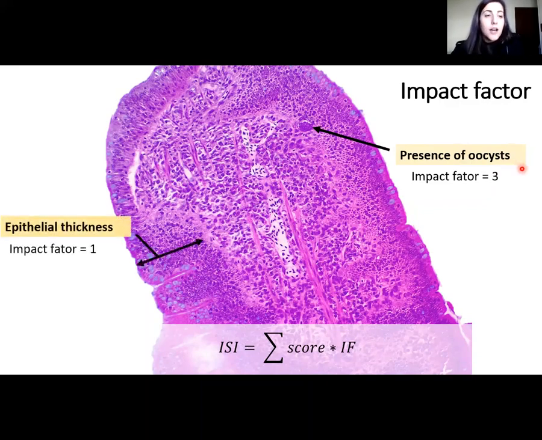On the other hand, epithelial thickness has impact factor 1, because epithelial thickness is not necessarily related or linked to inflammation. So the ISI total is the sum of all these parameters, where the score from 0 to 3 is multiplied by the impact factor for each one of these histological parameters. And then we have the ISI total score, and I show the results to you.